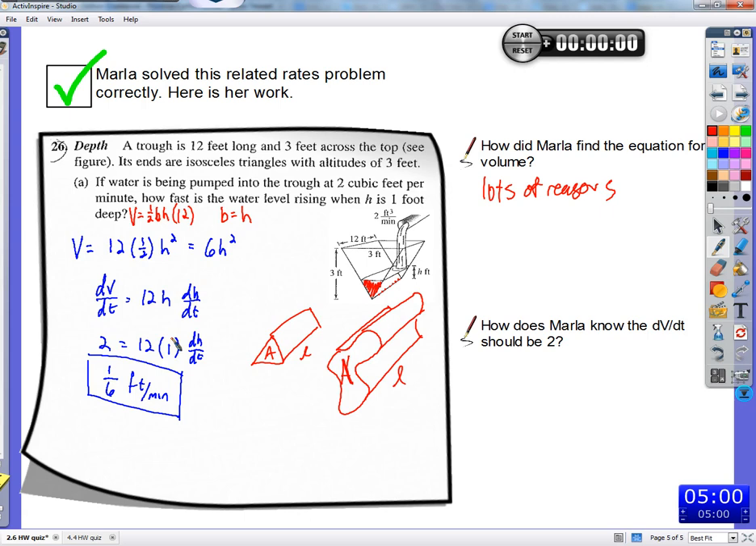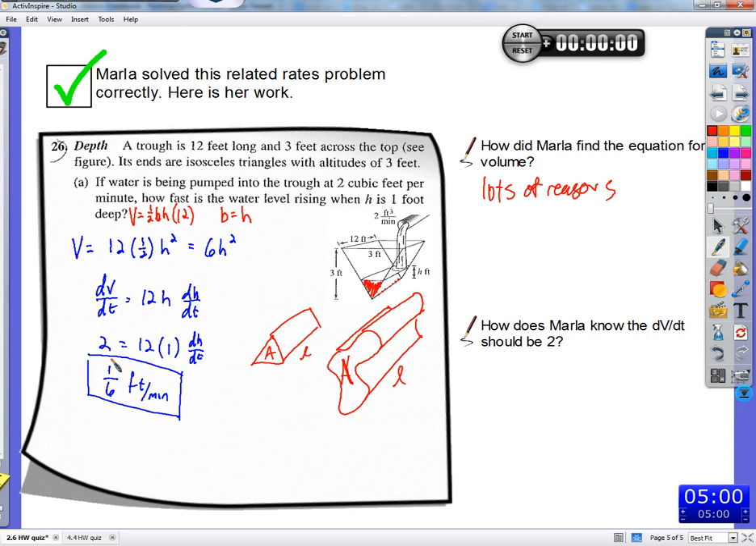So how does Marla know? So she takes the derivative of that, right? How does Marla know that dV/dt should be 2? Right there she has dV/dt, and there she has 2. How does she know that? So just quickly write that down. Can you explain it to yourself? Could you explain it to another person? It's really valuable and important. Can explain why dV/dt is known to be 2.